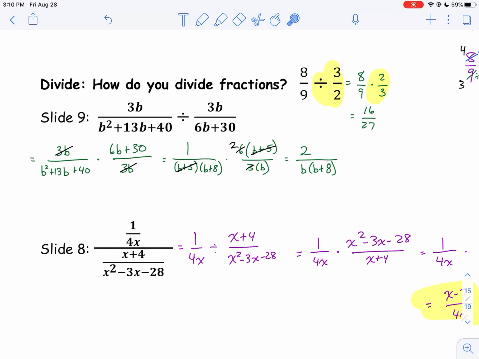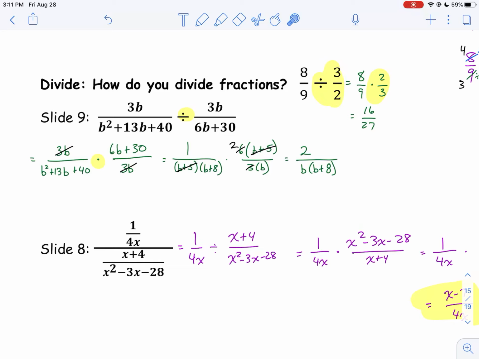Same way with fractions. We've got a fraction divided by another fraction. We're just going to flip the second fraction here, change it to multiplication, and then factor and simplify. So you can see here, the 3b's cancel or divide out. Here I'm going to factor the denominator. That becomes b plus 5, b plus 8.